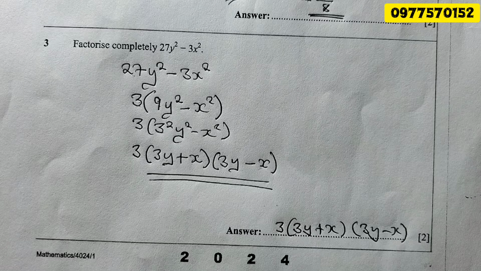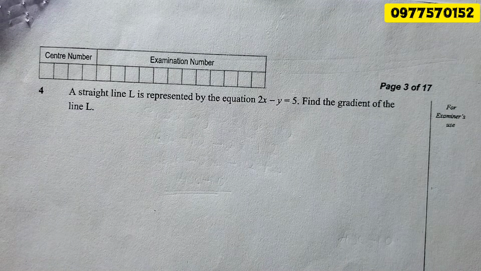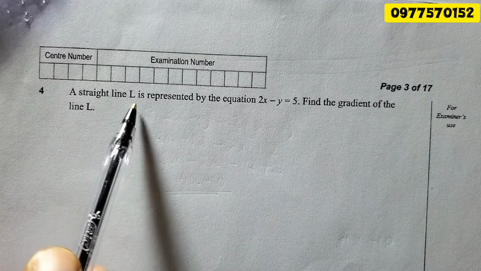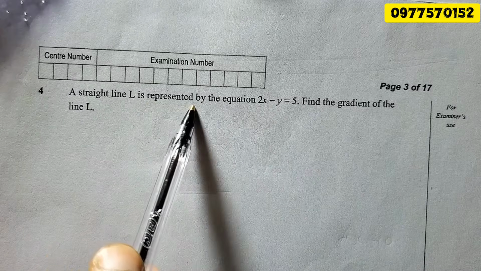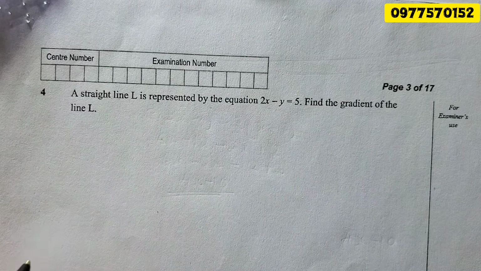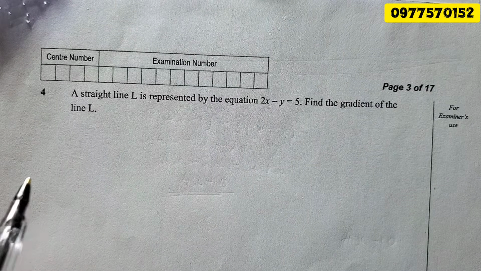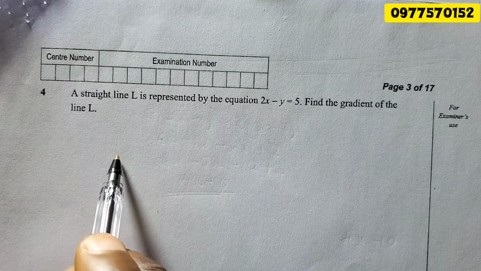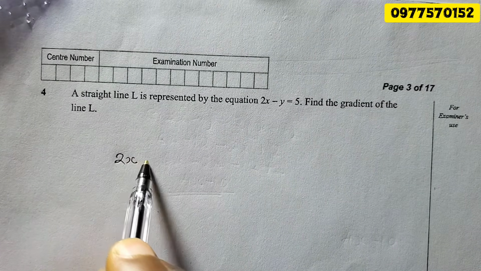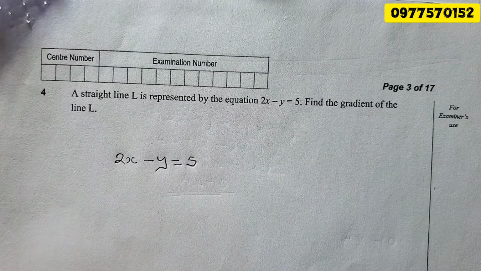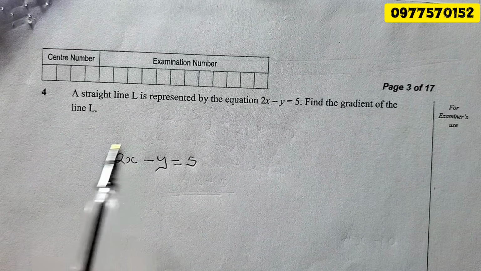Let's move on. Let's go to question 4. This is question 4, and question 4 is saying a straight line L is represented by the equation 2x minus y is equals to 5. Find the gradient of the line. Find the gradient of the line. Check. So the equation is 2x minus y is equals to 5. Are we together? Then we are asked to find the gradient of this line.